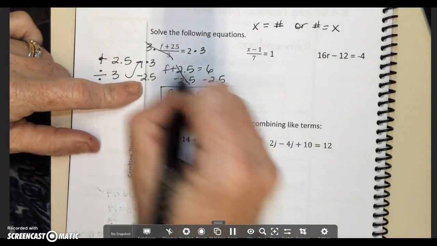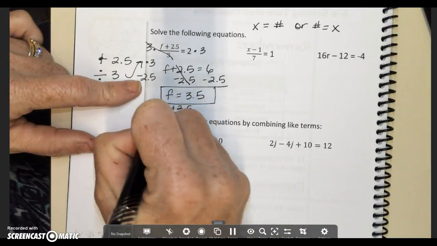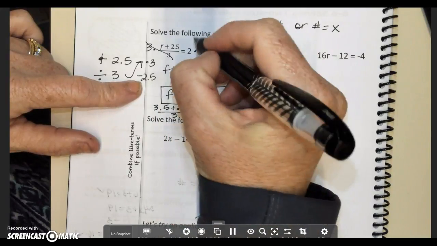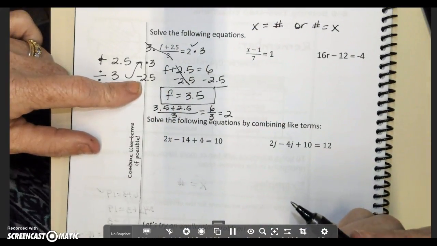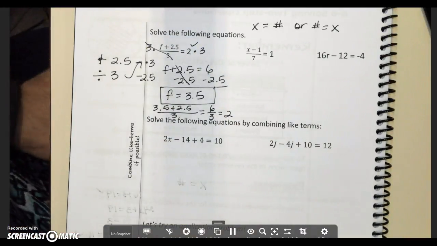Okay. If you plug that back in up here, you would have 3.5 plus 2.5 divided by 3. That gives us 6 divided by 3, which equals 2, which was our original solution. Okay, I want you to try these two on your own, and then come back and check your work.